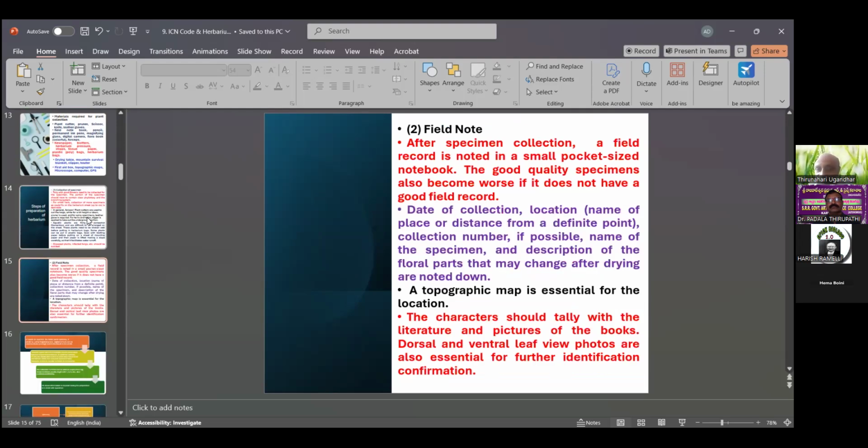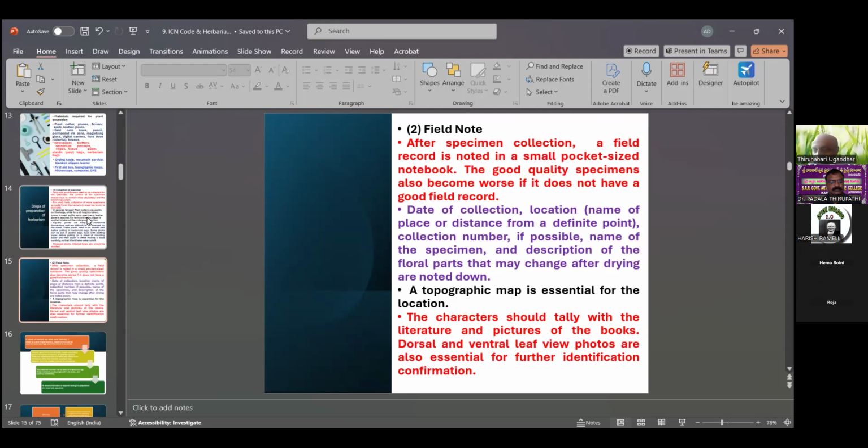The second one is the field note. After collecting specimens, the field record is noted. Use a small pocket-sized notebook which students can keep in the pocket. The good quality of the specimens also becomes worse if it does not have a good field record.